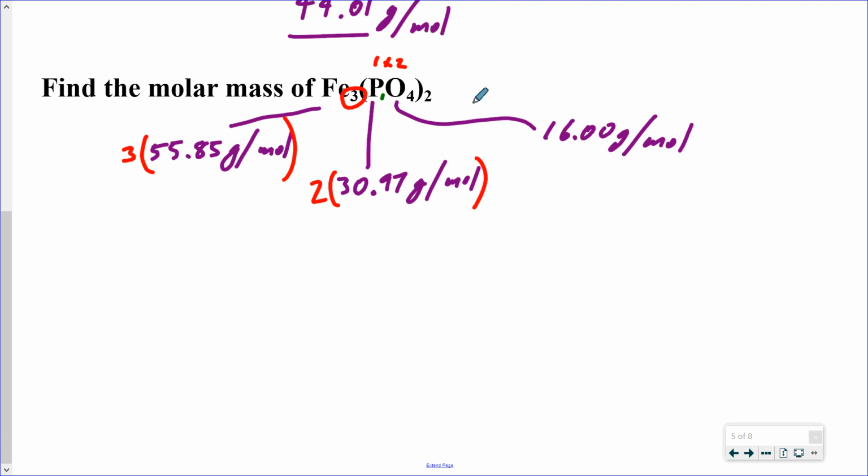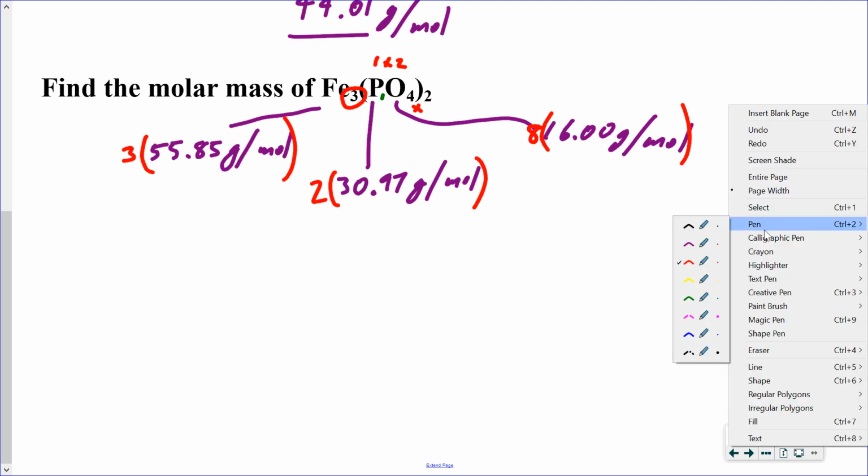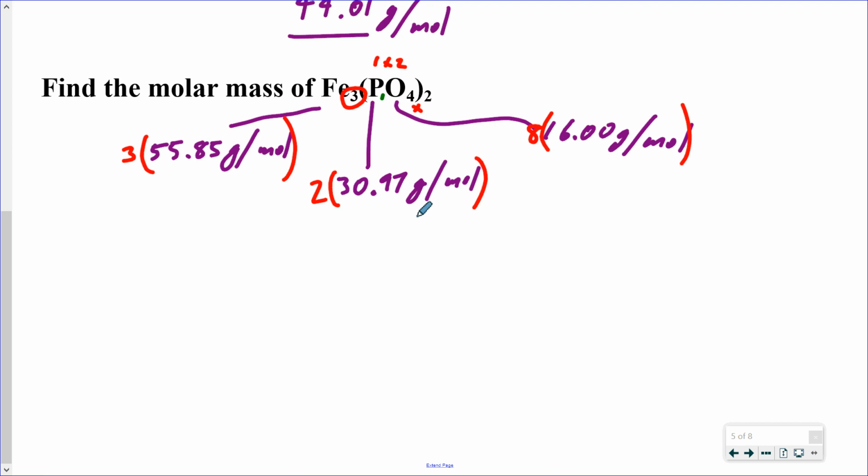And for the oxygen, there already are 4 oxygen inside the brackets, but we need to multiply it by the 2 on the outside. So we have 8 in total for the oxygen. So now it's a matter of multiplying these together. 3 times 55, 2 times 30.97, 8 times 16.00, and then we're going to add all of those together.